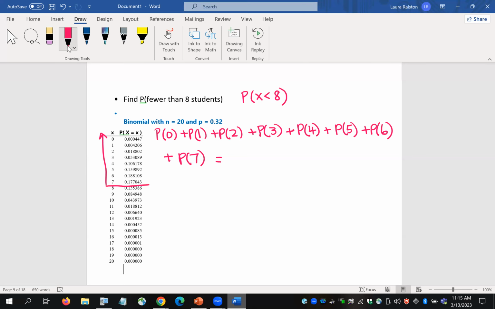Okay, so when I get all those added up, 0, 1, 2, 3, 4, 5, 6, 7, add up those probabilities, I get 0.707765. Again, when you're entering it in your homeworks in D2L, it wants you to put that leading 0.